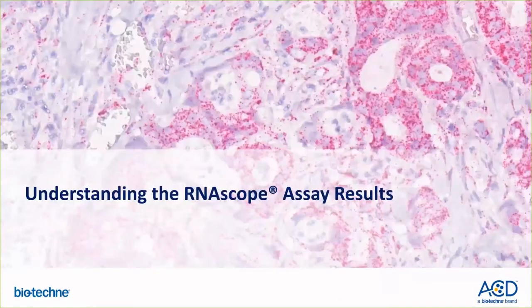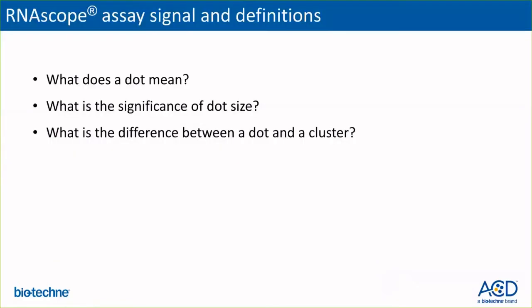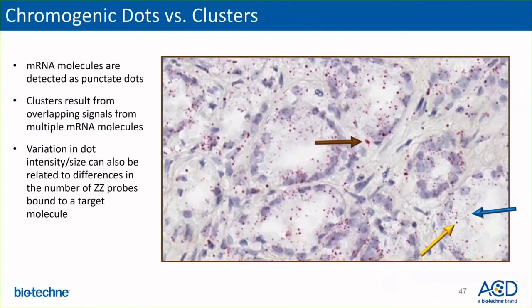Now that we have learned about the technology and assay workflow, next we will discuss how we would analyze the assay results. Some of the questions that you may have in your mind at this point are, what does a dot mean? Or what is the significance of the dot size? And what is the difference between a dot and a cluster? So let's take a look at that. In this image, the RNAscope chromogenic assay is shown.